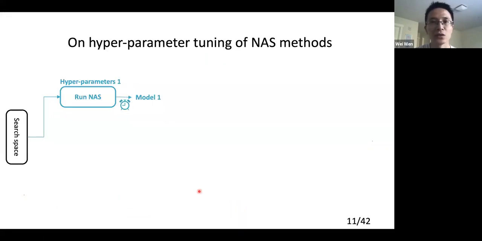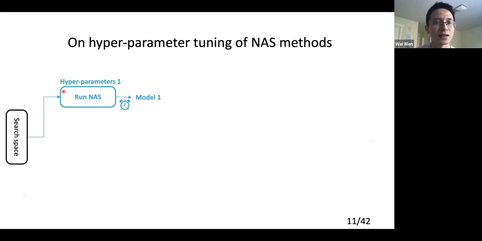Before I dive into neural predictor, let's talk a little bit about the state of the art of neural architecture search methods. So for most NAS methods, here is how they do the search. Those methods usually introduce a lot of hyperparameters, so they have to tune those hyperparameters.